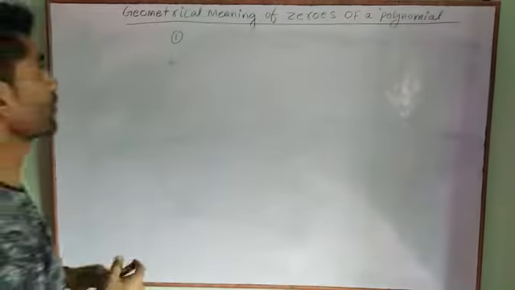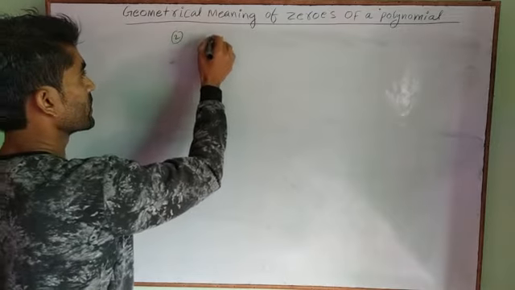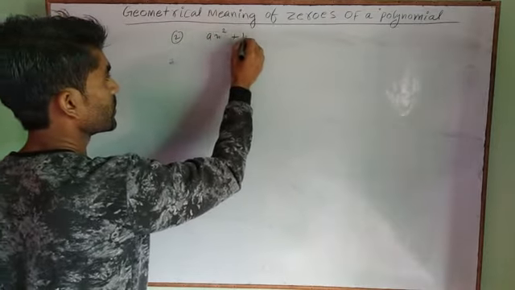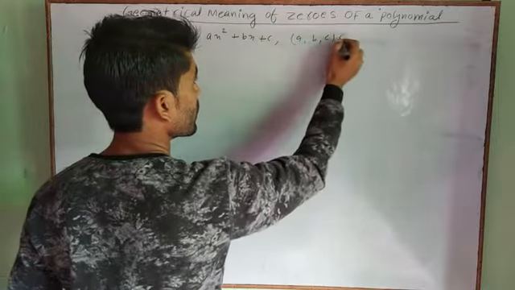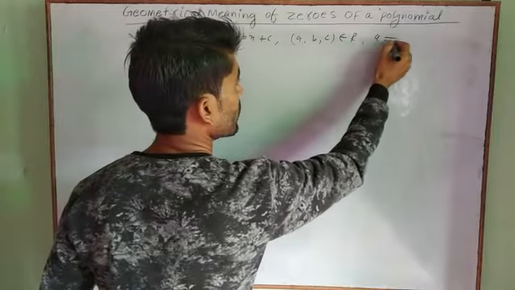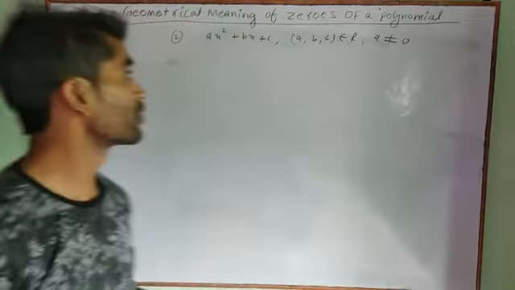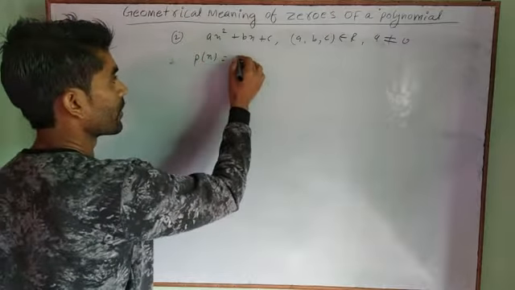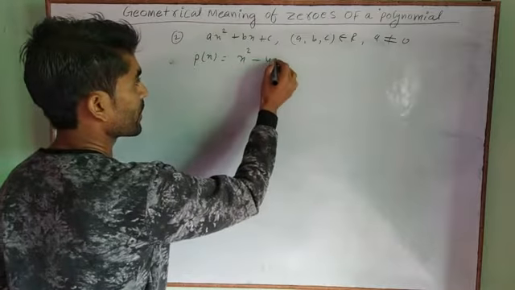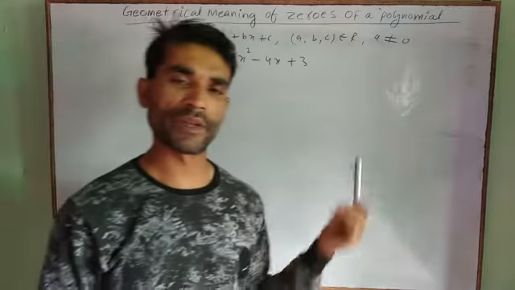Okay, so you know very well the general form of quadratic polynomial, that is ax square plus bx plus c, where a comma b comma c belongs to real numbers and a should not be equal to 0. This is the general form of quadratic polynomial, right? So I'm taking an example as p of x is equal to x square minus 4x plus 3, right? This is the quadratic equation. I'm taking this quadratic equation. You can take any one which you want.